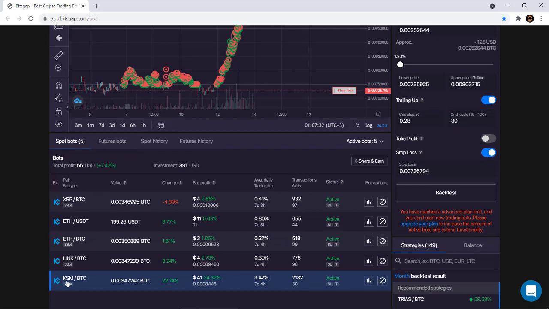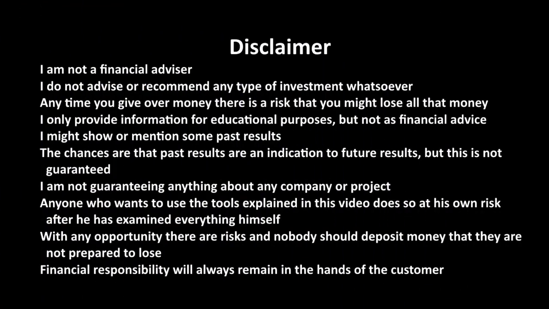All right, so these are the results of these 5 trading bots over the course of a week, and as far as I'm concerned, these are excellent results, and I'm very happy with this. Please be aware that past results do not guarantee future results, and all the information that I brought here is just for educational purposes only. I'm not a financial advisor.